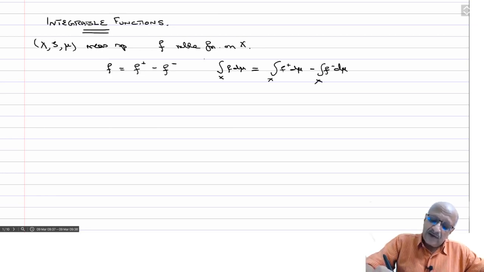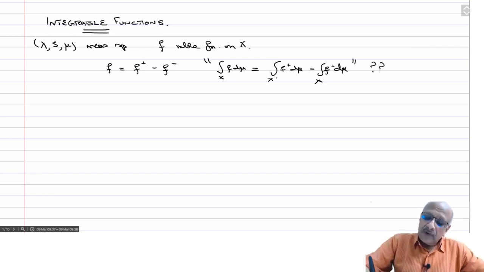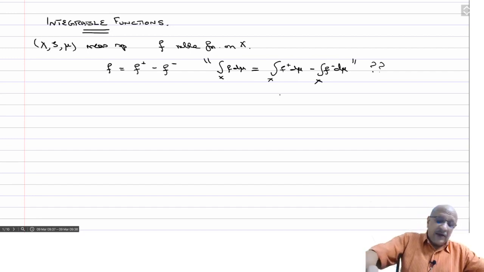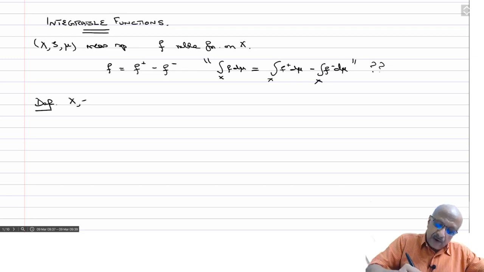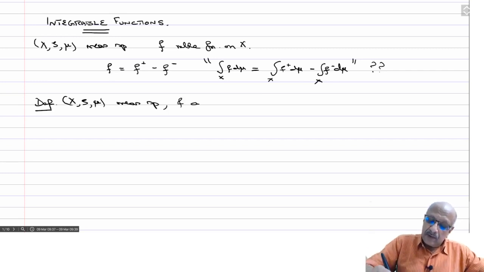But there is a catch. If both these happen to be infinite, the integral of f plus and the integral of f minus, then we will not be able to define this difference in a meaningful way, and therefore at least one of them has to be finite. So we make the following definition: X, Σ, μ a measure space and f a measurable function.